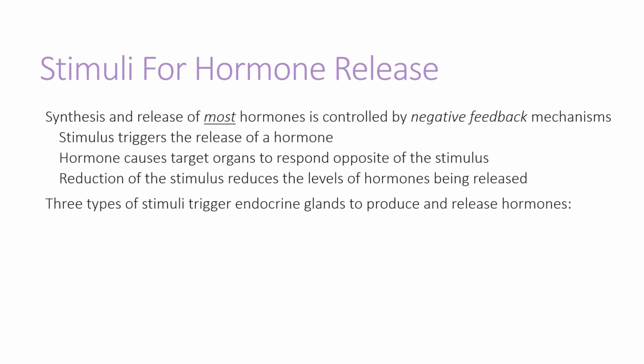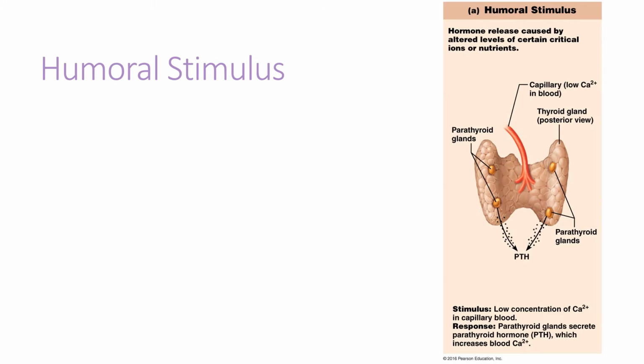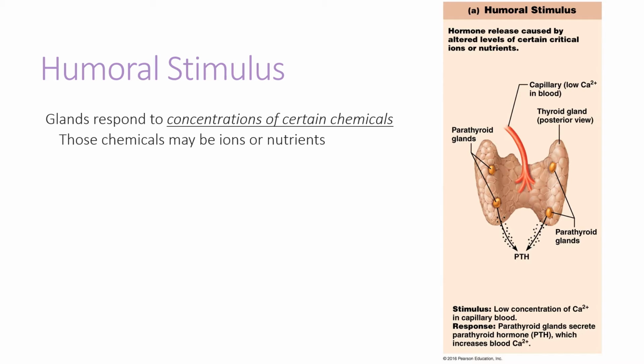The three types of stimuli that trigger endocrine glands to produce and release hormones include humoral stimuli, neural stimuli, and hormonal stimuli. Humoral stimulus comes from an old term for body fluids. Here, glands are responding directly to the concentration of certain chemicals in the bodily fluids. These chemicals may be ions or nutrients of some kind.